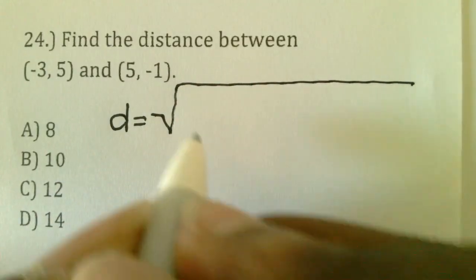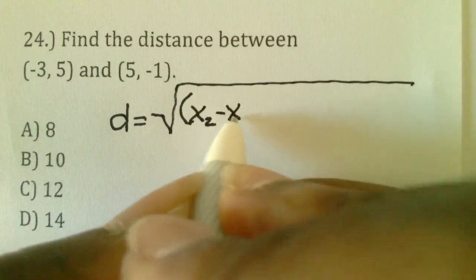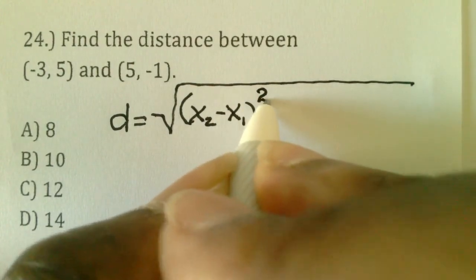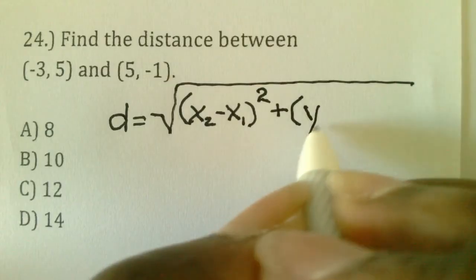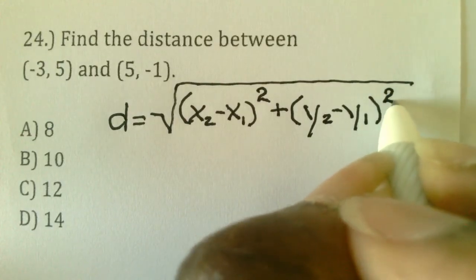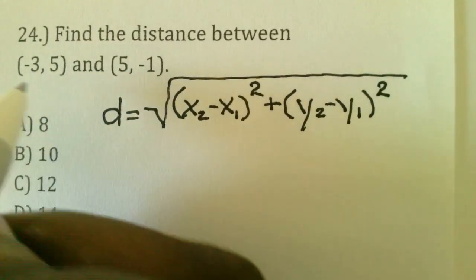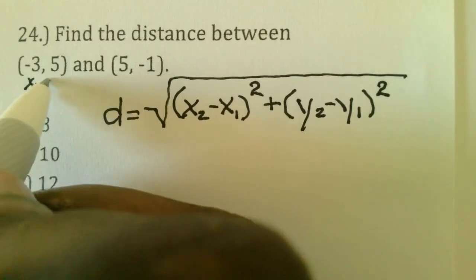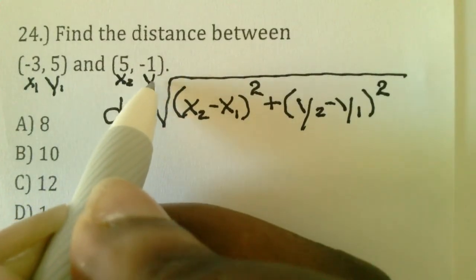So the distance formula, we're dealing with the square root, and we're taking the difference of our x values, squaring it, plus the difference of our y values, and squaring that. Okay. So the way that we plug in, since we read from left to right, this is my x1, this is my y1. This is my x2, this is my y2.